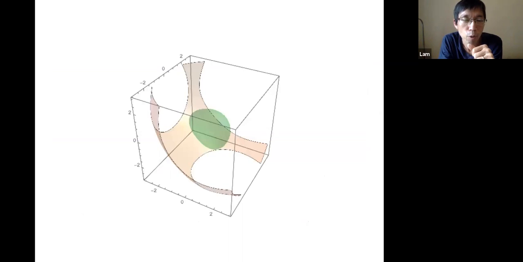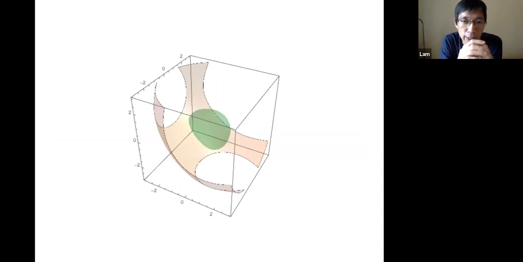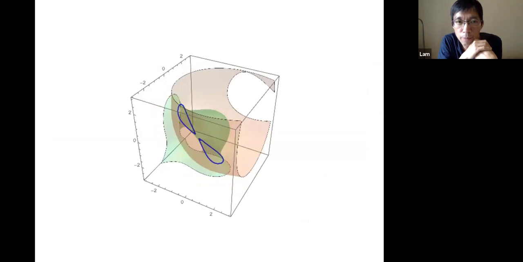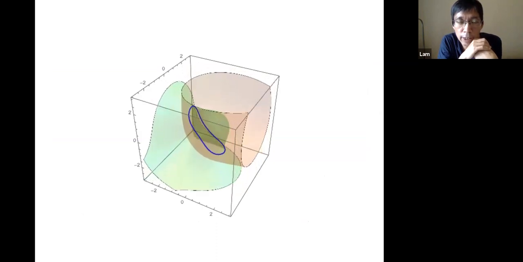Let me show you a movie. This is a movie of an analytic solution where you see these strings moving around, nucleating and crossing, just to give you an idea. The two surfaces are the surfaces of vanishing real and imaginary part of the wave function.